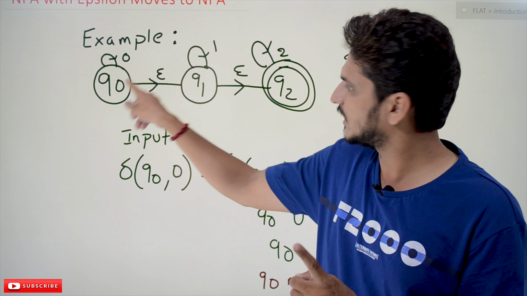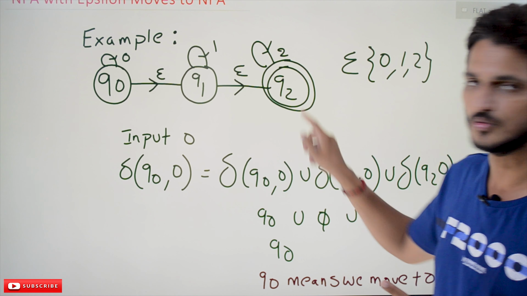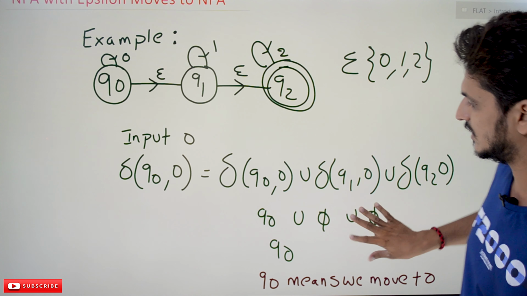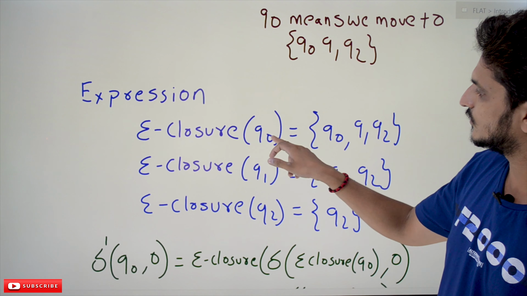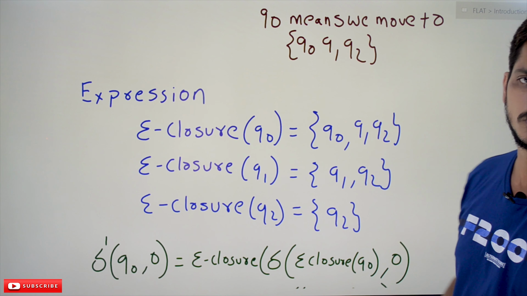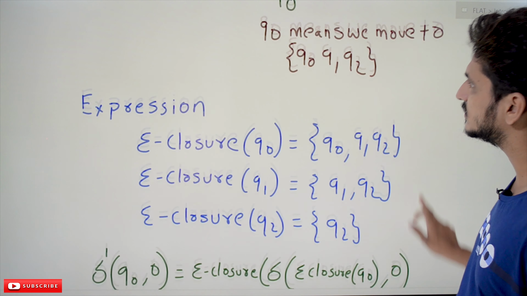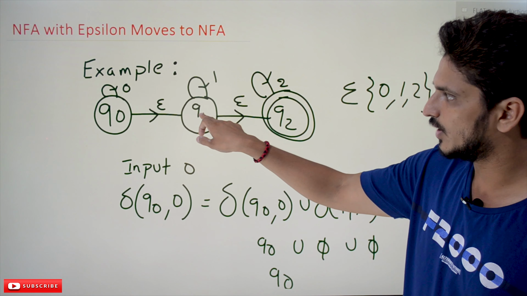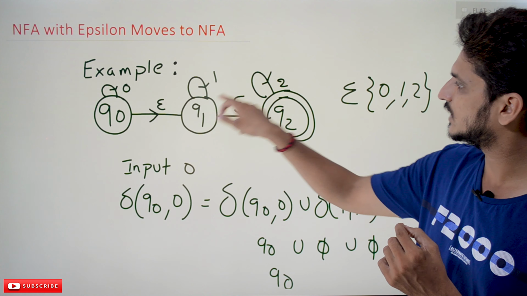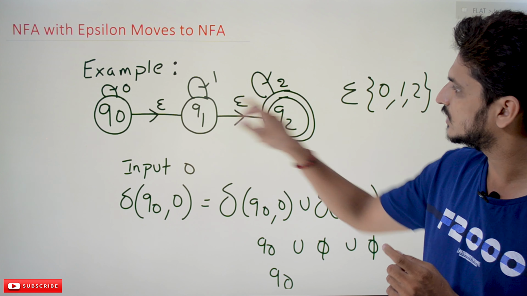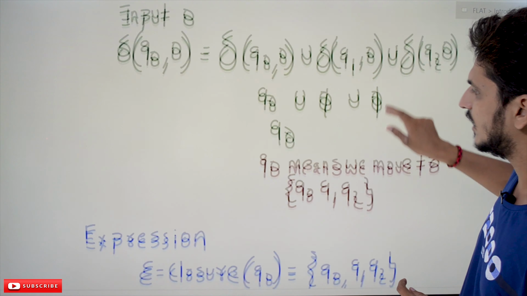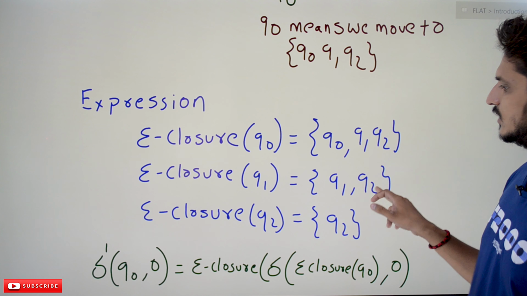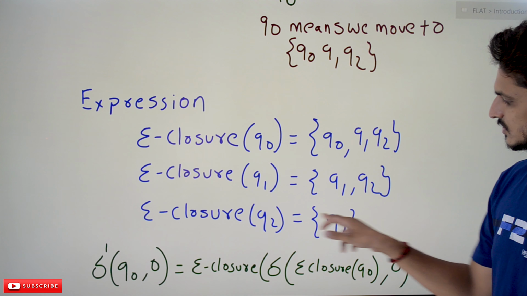From Q0 we can move to Q1, we can move to Q2. That is what epsilon closure means. So epsilon closure of Q0 is Q0, Q1 and Q2. Epsilon closure of Q1 means on Q1, by taking epsilon symbols, we can move to Q2. So Q1, Q2 is the epsilon closure of Q1. Epsilon closure of Q2 means Q2.